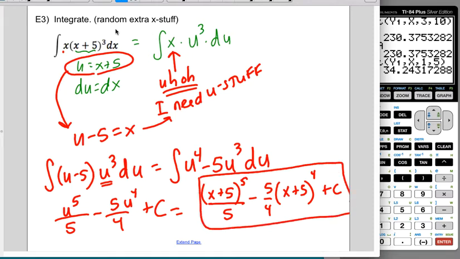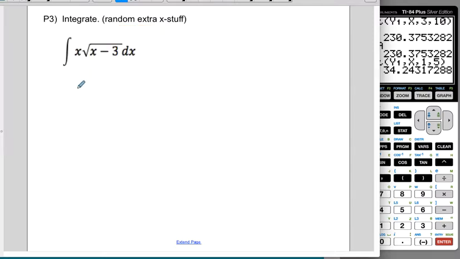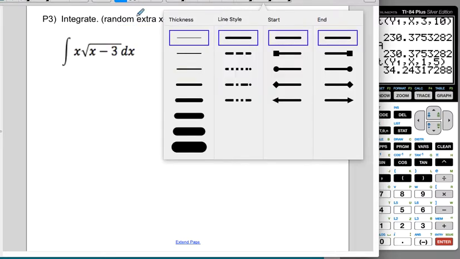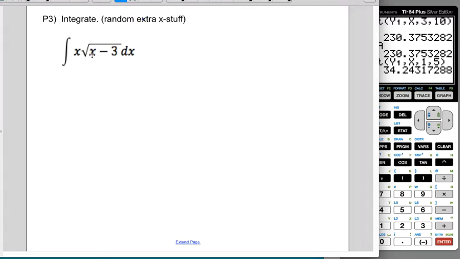So the issue here is this random extra stuff. The problem is this tedious, frustrating x. That's the issue. All right, so give this one a try. It's the same idea. All right, so same idea.